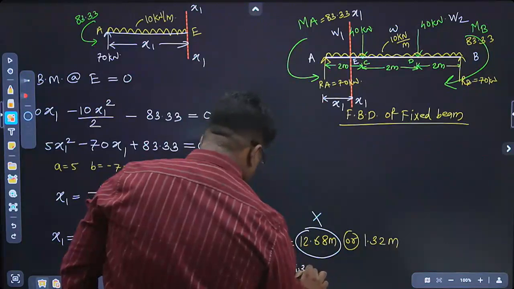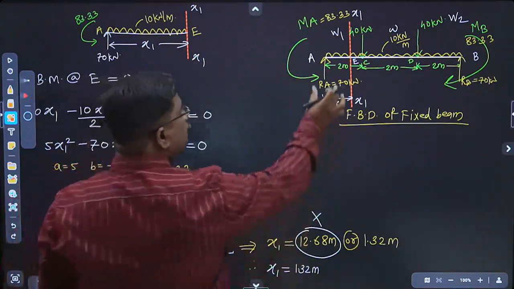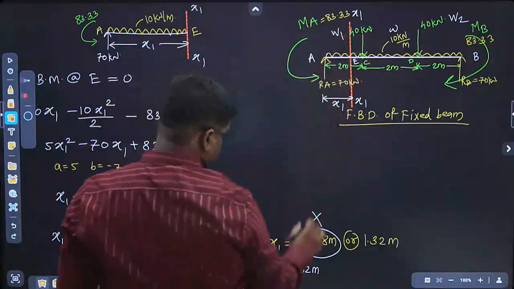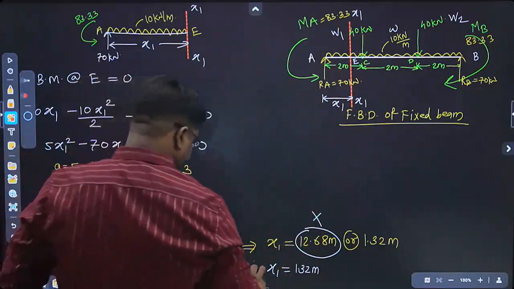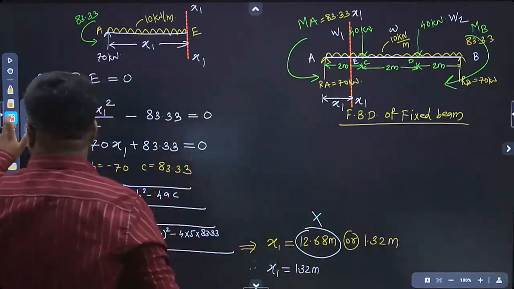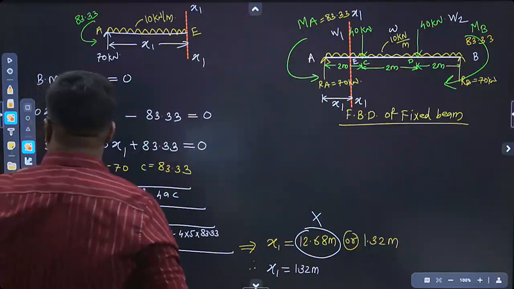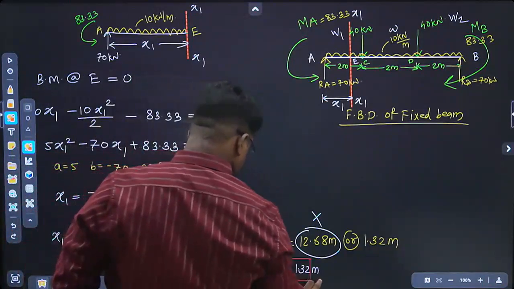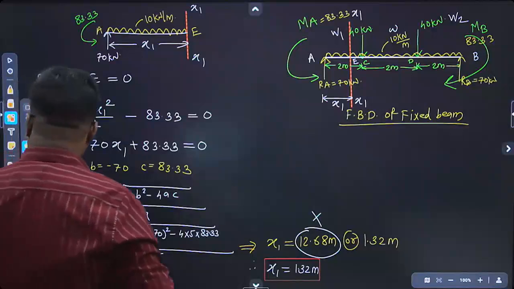1.32 meter or 31 meter. What is the answer? And that should be less than 2 meter. AC मध्ये ना ते. So 1.32 meter हे 2 पेक्षा कमी यायला पाहिजे. So आलेला आपला answer, this is x1. Okay. This is x1. Finish.